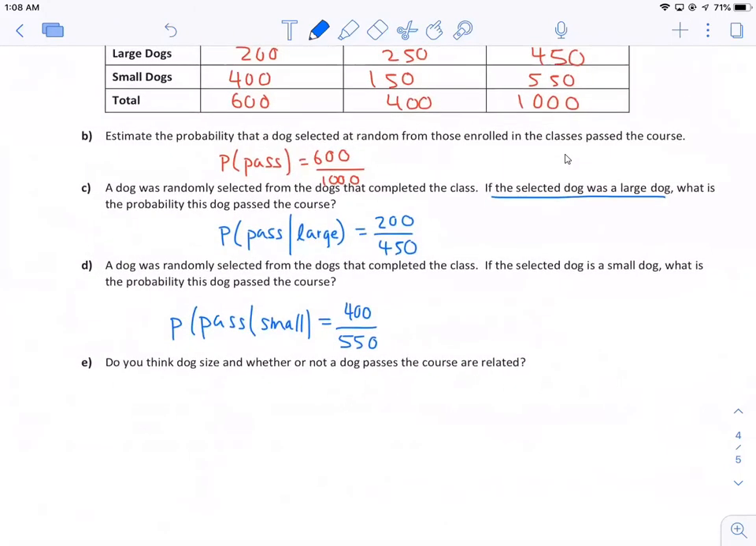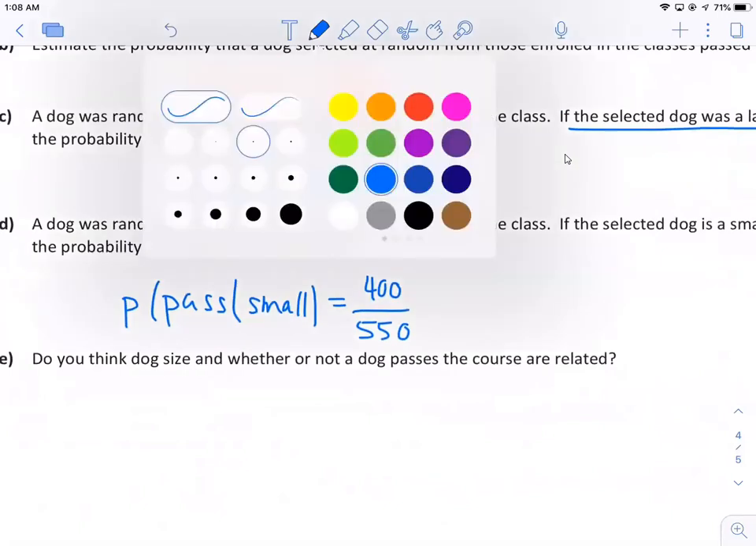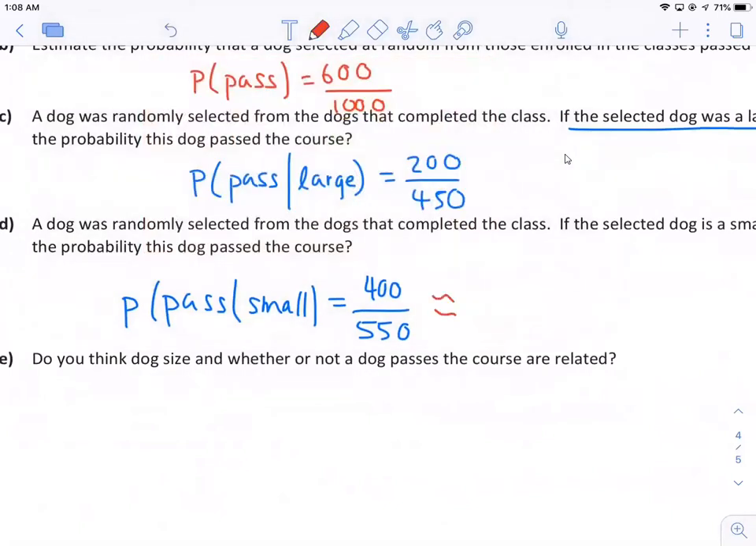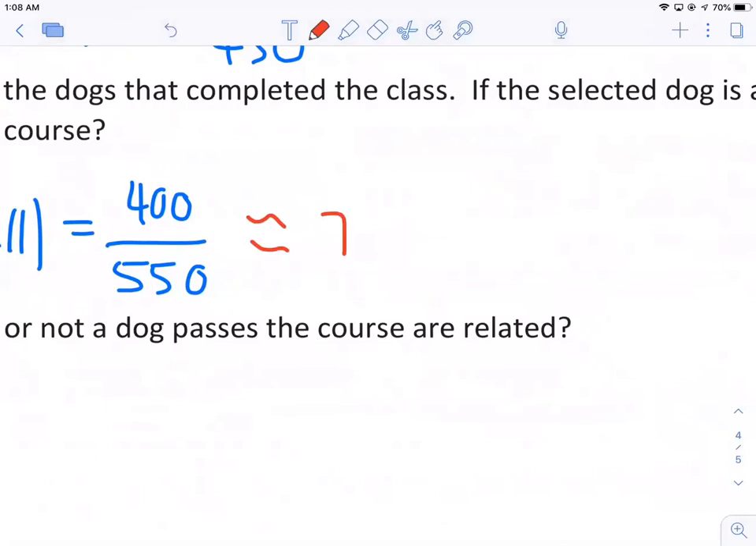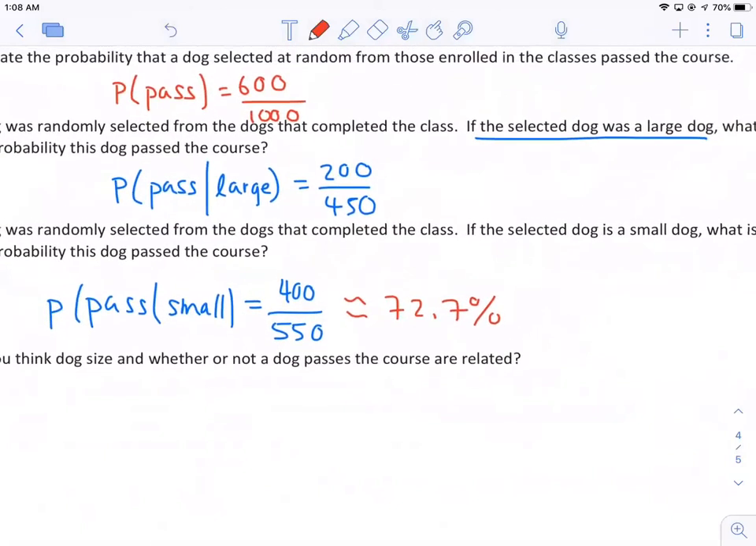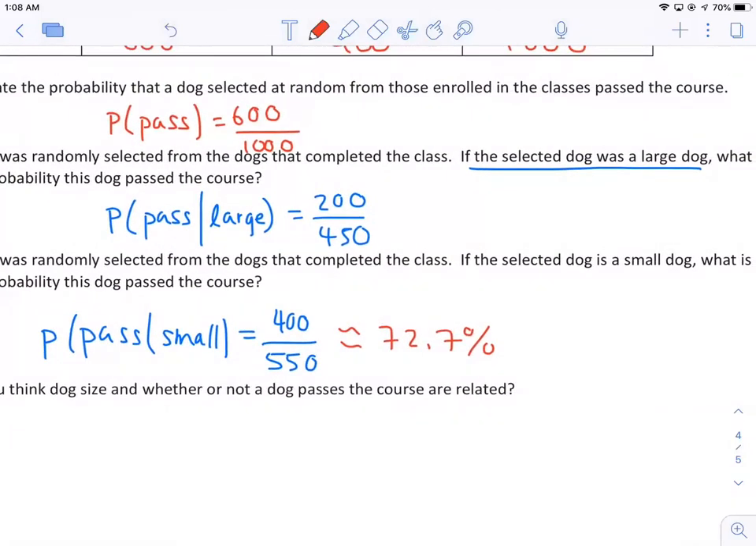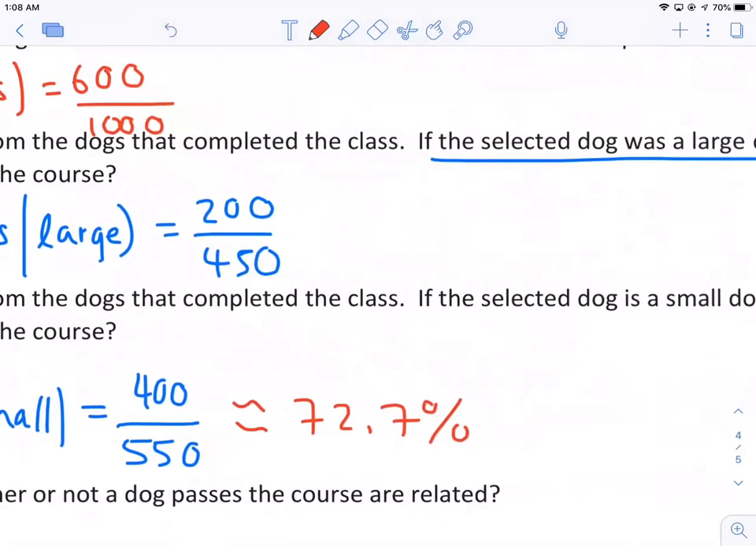All right, so let's take a look. What's the chance that a small dog passes the course? And so let's actually calculate this probability. I'm going to get this as a percentage. So 400 divided by 550. That is approximately a 72.7% chance that if the dog is small, they're going to pass. Whereas for a large dog, 200 over 450, this is about 44.4%.